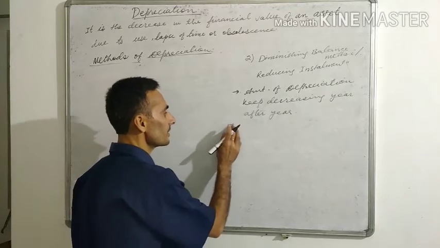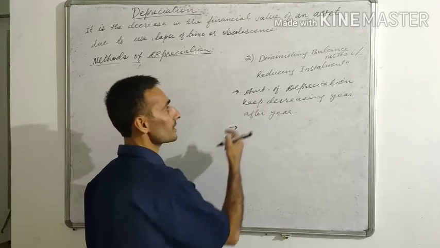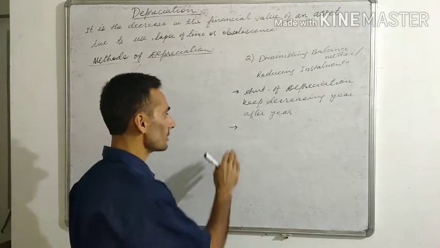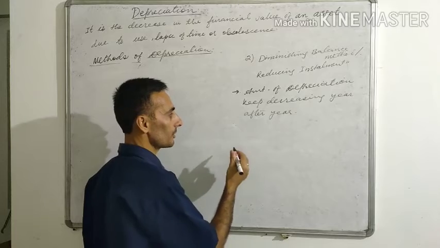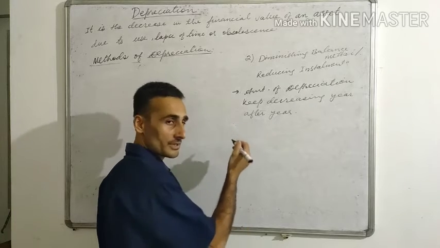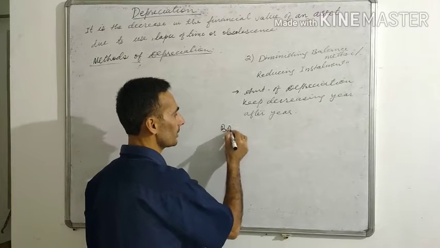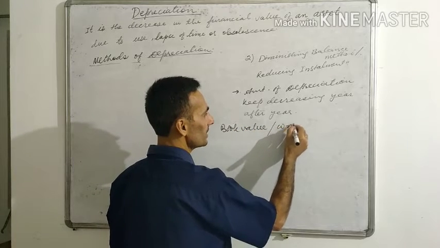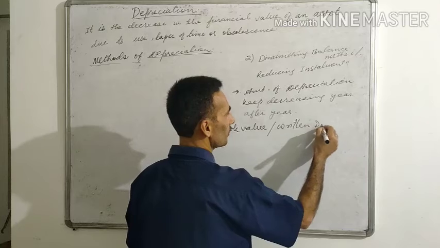Okay, and here why this depreciation keeps on decreasing year after year is because the depreciation is calculated on the book value of the asset. Depreciation is calculated on what value? The book value of the asset, which is also known as written down value.